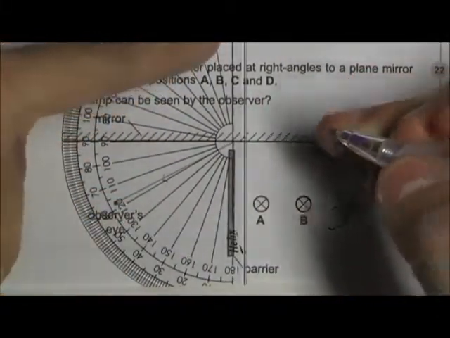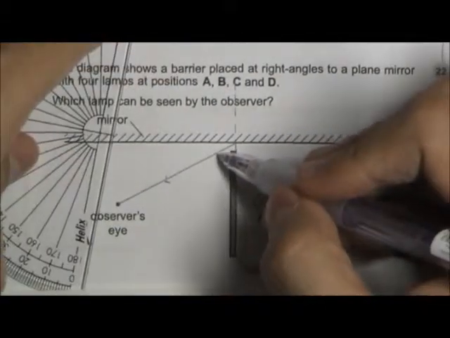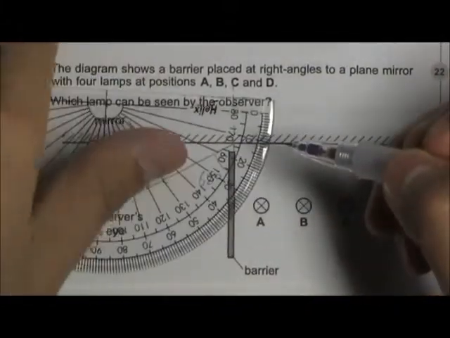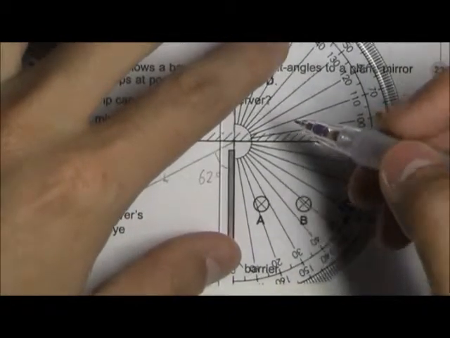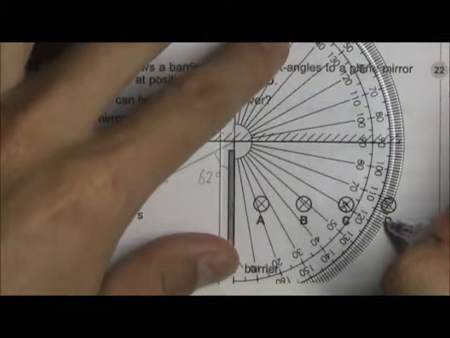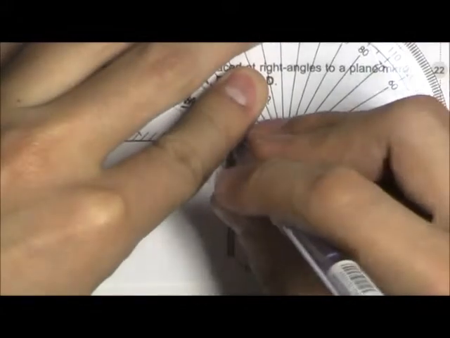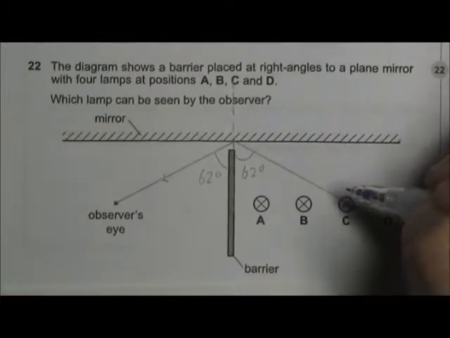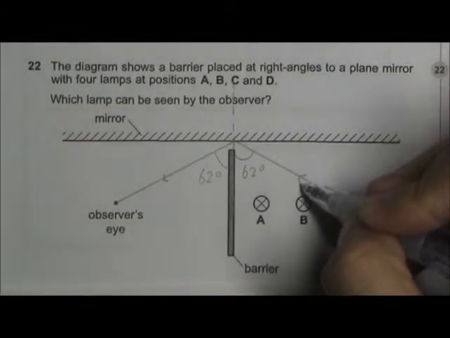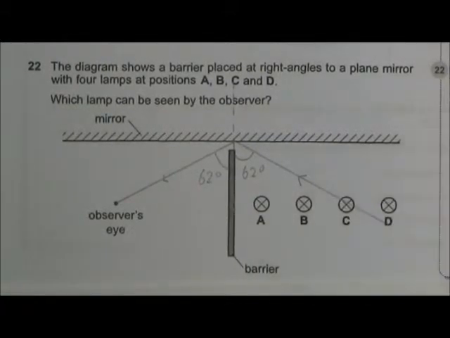Okay, angle of refraction here is about 62 degrees. And let us draw the angle of incidence, which is also 62 degrees. Okay, with an angle of incidence of 62 degrees, we can see that the ray must come from lamp C. So C is the answer.